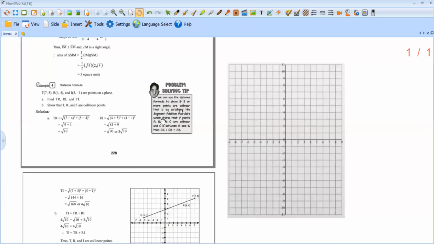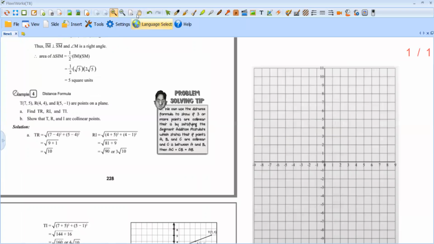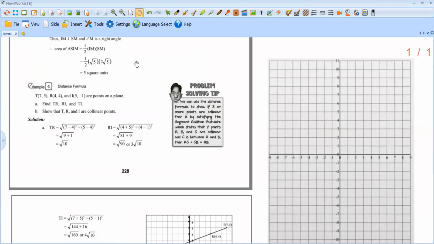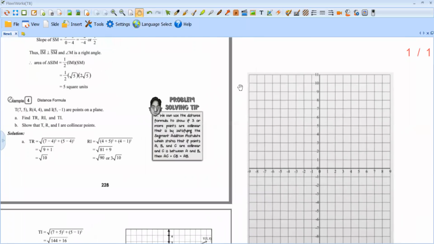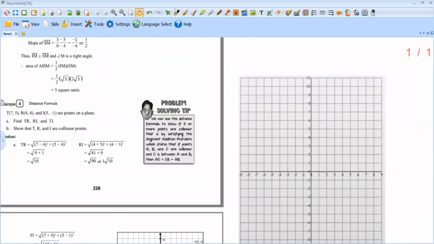Now let's go to another example. What about when you are asked to find the collinear points? Okay, so let us see. What do you mean by collinear? Collinear are points that lie on the same line. So let us try the given points: points T, R, and I. T is 7, 5. Next, we have R is 4, 4. And next, we have I is 5, negative 1.